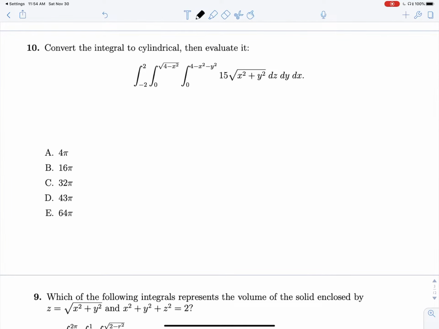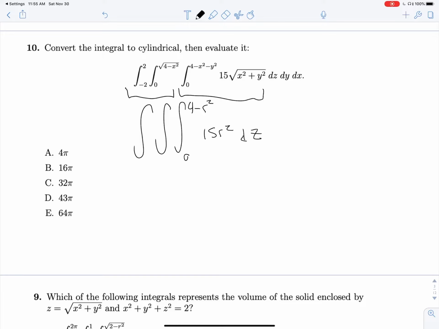Let's convert this integral into cylindrical coordinates and then evaluate it. Just like before, we're going to take a look at this guy over here and then move out to our other integrals. So converting our dz integral into cylindrical, you'll see that it's bounded from 0 to 4 minus r squared, and then we're going to have 15 r squared dz as our integrand.